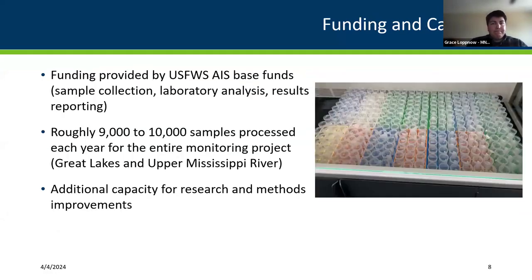Next, please. So the funding is provided by the Fish and Wildlife Service's Aquatic Invasive Species Program base funds for sample collection, laboratory analysis, and results reporting. Their lab processes roughly 9,000 to 10,000 samples per year for their entire project. This covers both the Great Lakes and the Upper Mississippi River Basin. And they also have some capacity for research and methods improvements. And so if you have any further questions on funding and capacity from the Fish and Wildlife Service end, I'd encourage you to reach out to Pat.